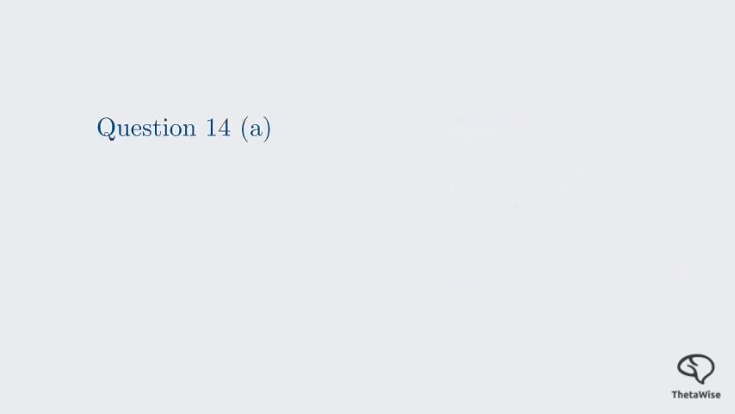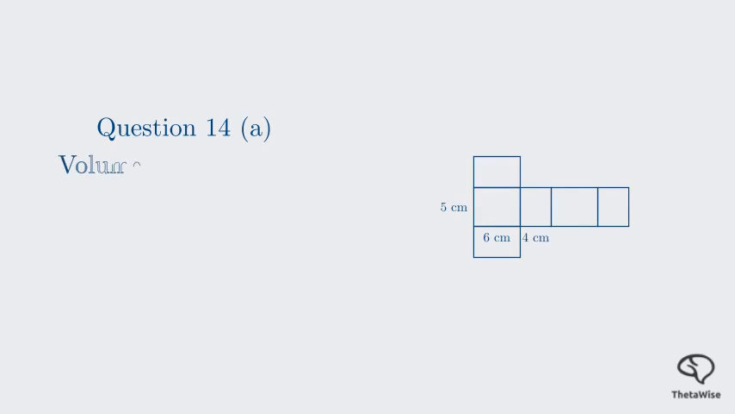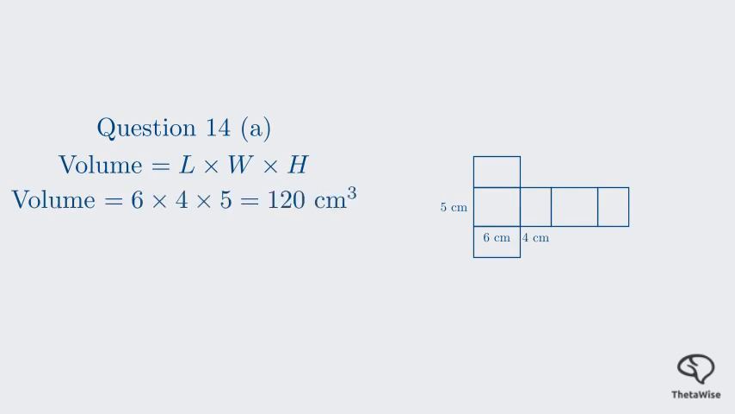Now, let's look at question 14, which deals with the net of a cuboid. In part 1, we find the volume. The volume of a cuboid is length times width times height. Volume equals 6 times 4 times 5, which is 120. The volume is 120 cc's.